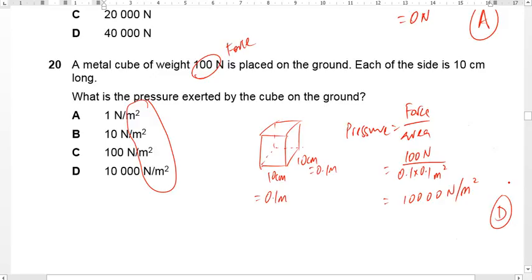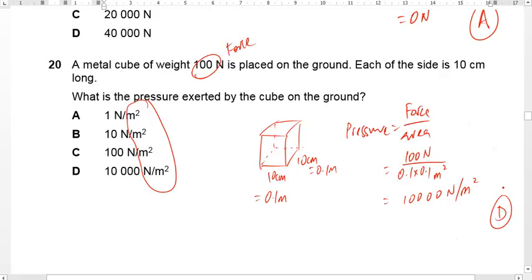Zafan, do you get this? What do you put as your answer? Did you also put D? Or you left it blank?